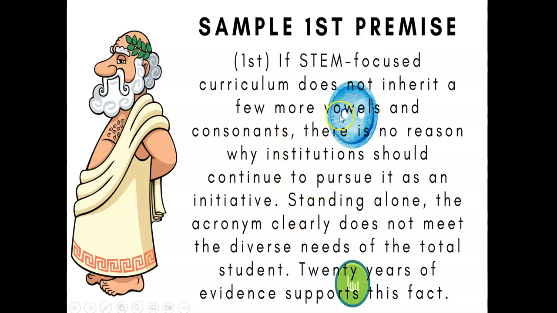So what must we quote and or paraphrase to keep the promise of the first premise? We have a blue button here. And it's the idea that STEM doesn't have enough vowels and consonants. It's not focused enough. We need to add things to it. So what we quote and paraphrase needs to be the addition of more vowels and consonants. And just like the first one we looked at, we have to get into the research, the 20 years of research to prove this.